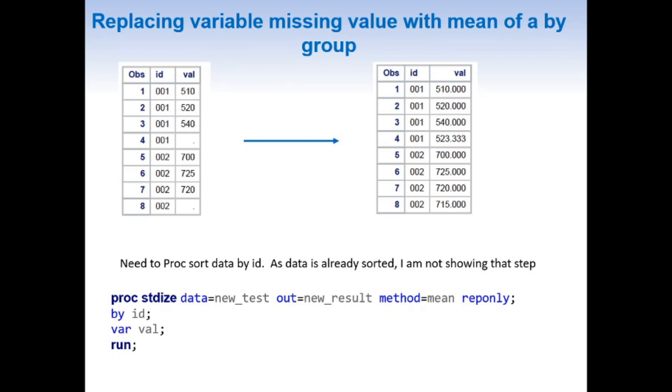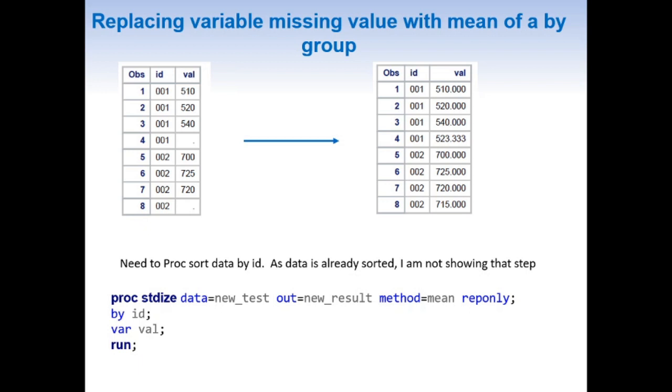And now we do not want to replace a missing value with its full mean. What I mean by that is not with the whole variable value. Instead, we want to replace it with the individual ID mean. For example, here the ID is 001 and its mean is 523 and we want to replace it with 523. And in the case of 002, the mean is 715 and we want to replace it with 715. So we want to replace the missing value by group.